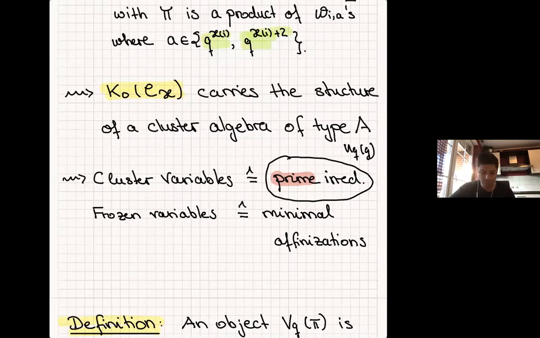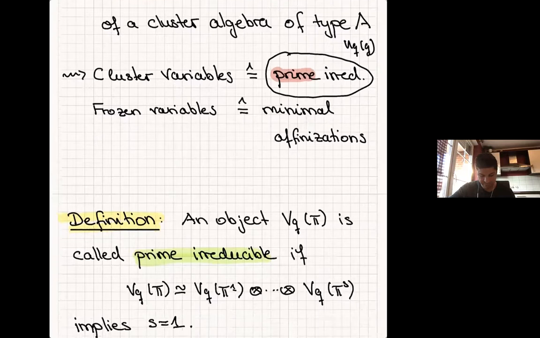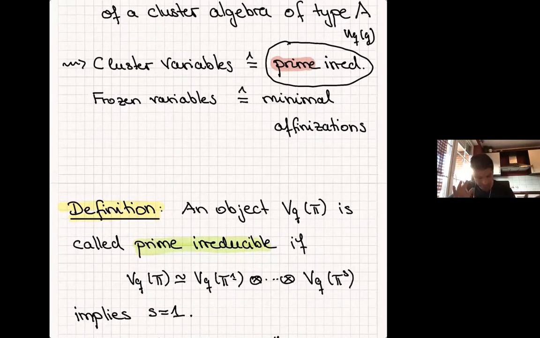Okay, so then you call an object prime irreducible. So take any irreducible. It's not 100% correct, this definition, but let me state it in this way. You say V_q(π) is prime whenever, if you can write it as a tensor product of other irreducibles, then this has to be a trivial decomposition. So there exists no non-trivial decomposition into tensor products.